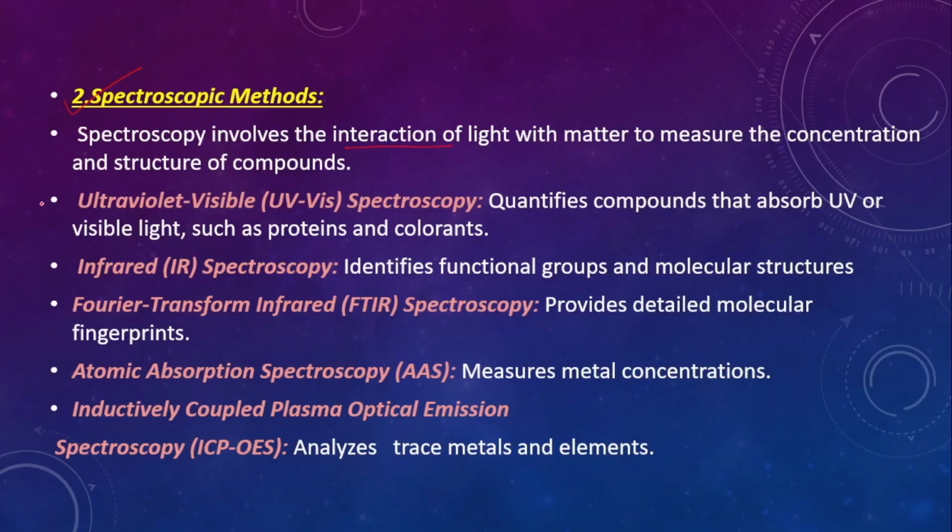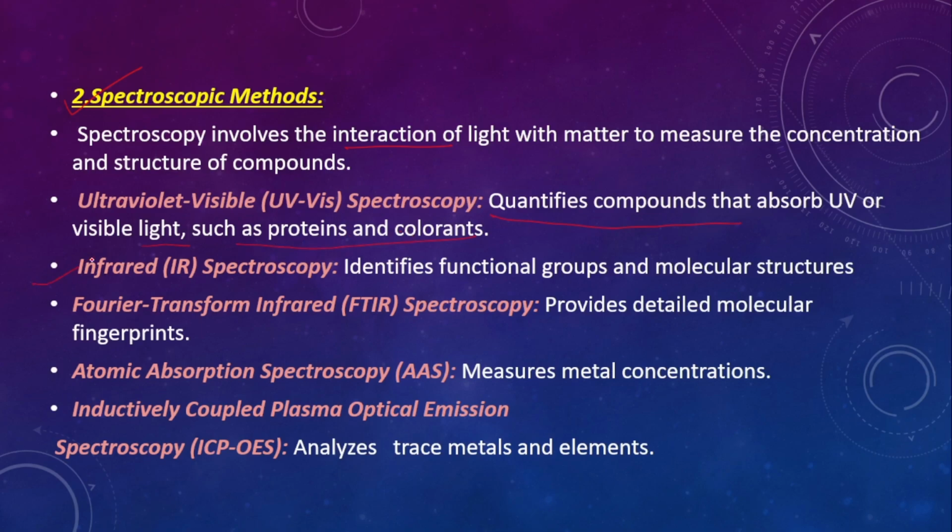Ultraviolet visible spectroscopy quantifies compounds that absorb UV visible light, such as proteins and colorants. Applications are the quantification of pigments like carotenoids, anthocyanins, etc., detection of food colorants and synthetic dyes, analysis of vitamins, and monitoring oxidation and degradation of fats and oils.